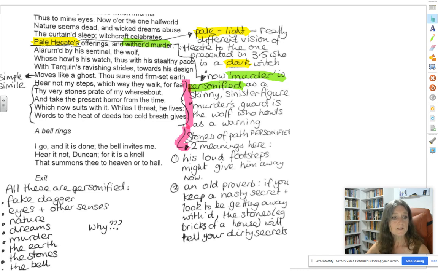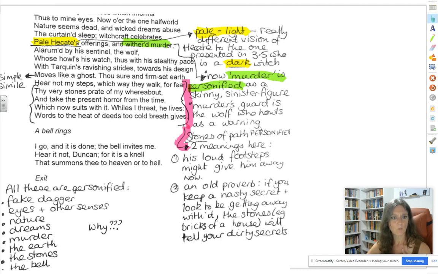And withered murder has a sentinel or a guard, which is the wolf. And when the wolf howls, that's like the message to withered murder to go about his duty, like to go and commit the murder that he's going to commit. So as I put here, the wolf is murder's guard. It's the wolf, and he howls as a warning.